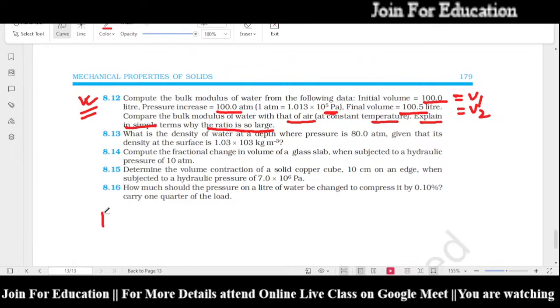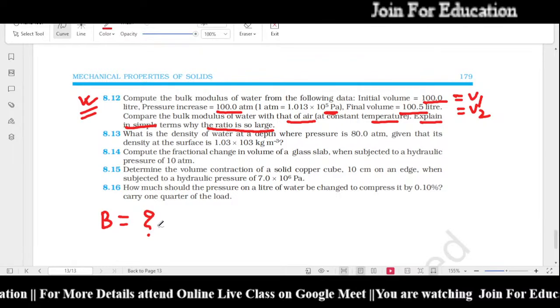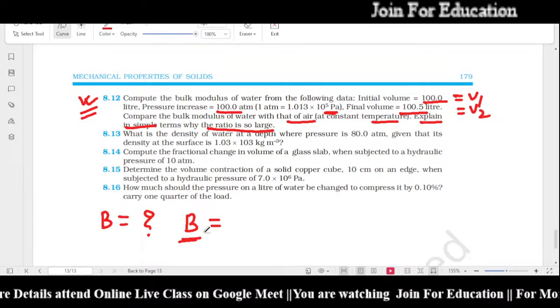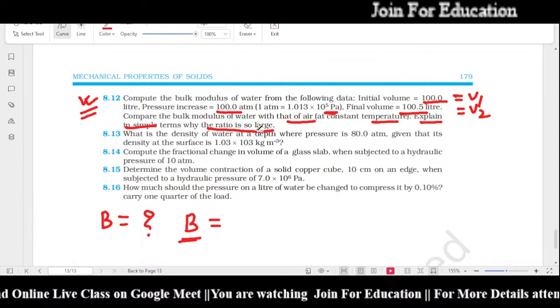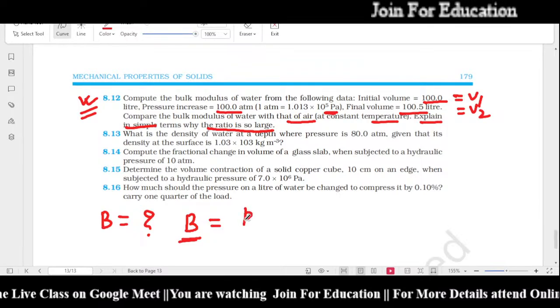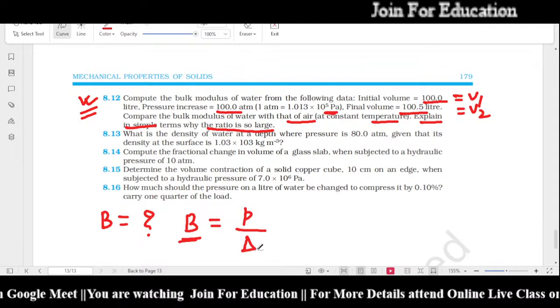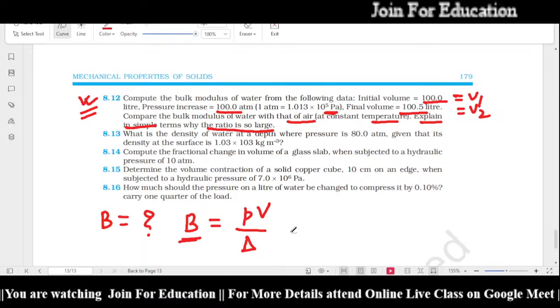In this question, we are asked to find the bulk modulus of water. We know that bulk modulus equals stress over strain. Stress is just equal to the pressure, and the volume strain equals del V by V.